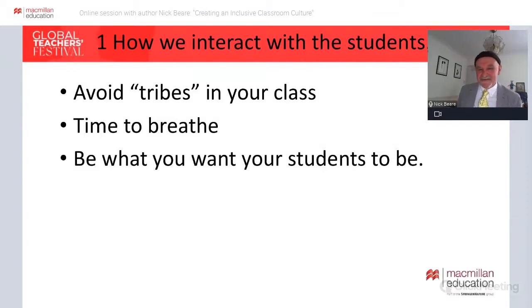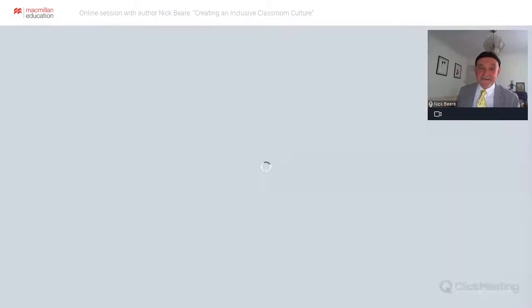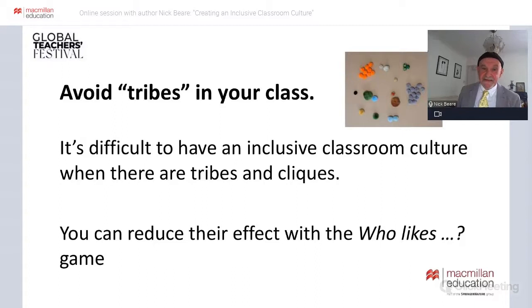Avoiding tribes. Now, how can we do that? That is so difficult. How can we avoid tribes in the class? It says here it's difficult to have an inclusive classroom culture when there are tribes and cliques, pretty much the same as tribes really, where you've got the sporty group and the trendy group and the geeky group and so on, all these different ones. How can you get them all at some point working together?